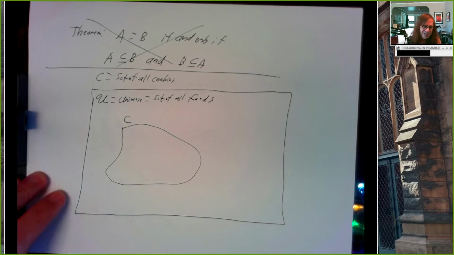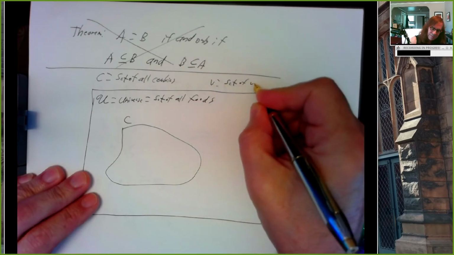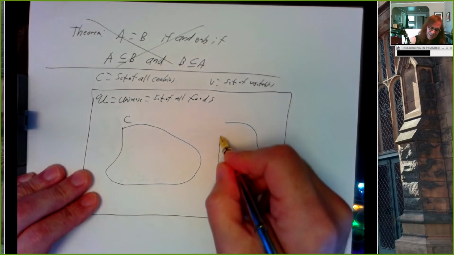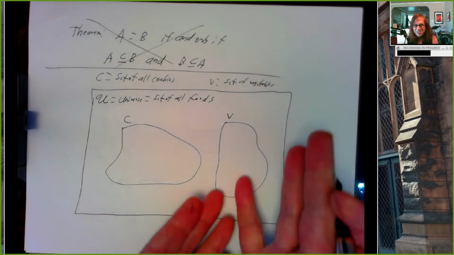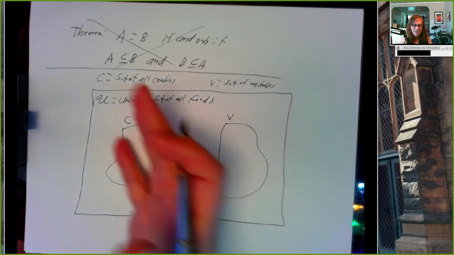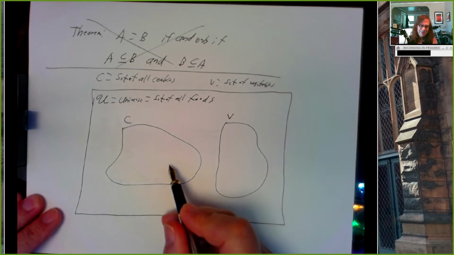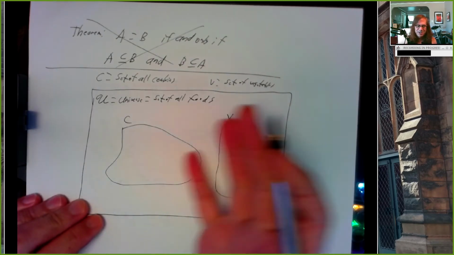And I could have V equals the set of vegetables. And yeah, in some parallel universe, there are cookies that are the same as vegetables, but not in my universe. So here's a set of vegetables, okay, and here's a set of cookies. And they don't have anything in common. There's no element of the set of cookies that's also an element of the set of vegetables, and vice versa. And you can see that in this picture because there's no overlap.